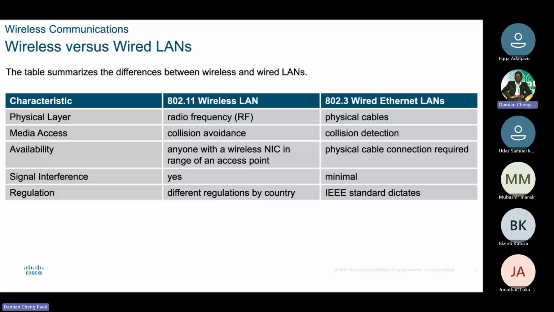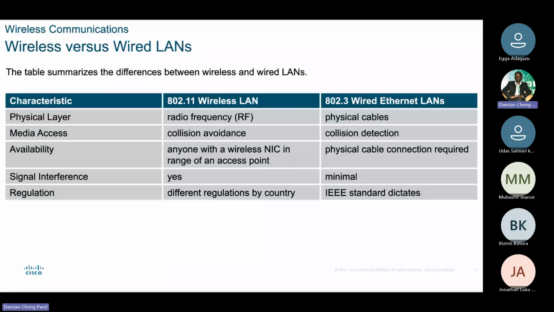Availability: anyone with a wireless NIC in the range of an access point can gain access. For wired LANs, physical cable connections are required. Signal interference: for wireless, you have signal interference. You could have another RF signal that could interfere with the current signal you have. For wired, the interference is usually minimal, sometimes negligible.